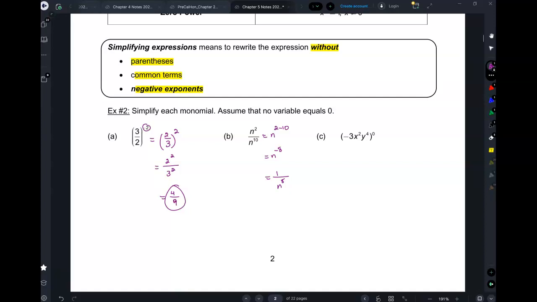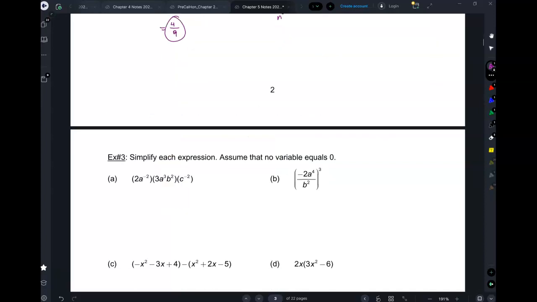For power of a power, are you just multiplying the two exponents? Right. So here you have this whole thing to the power of 0. That's it. It's just 1. The whole thing to the power of 0 is just 1. Doesn't matter what you had inside.